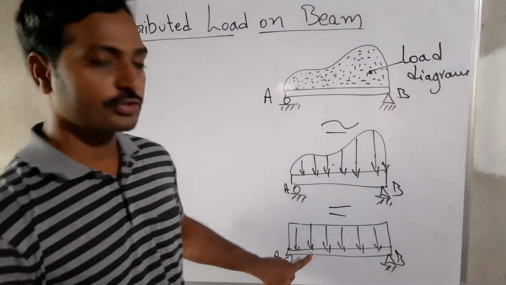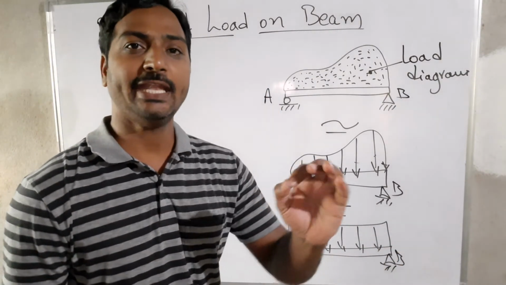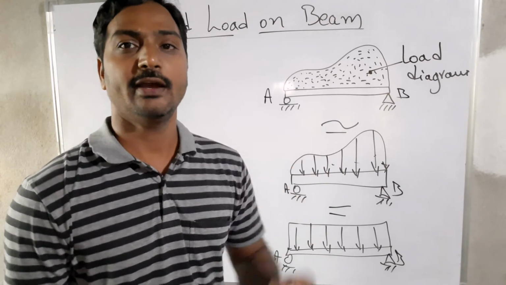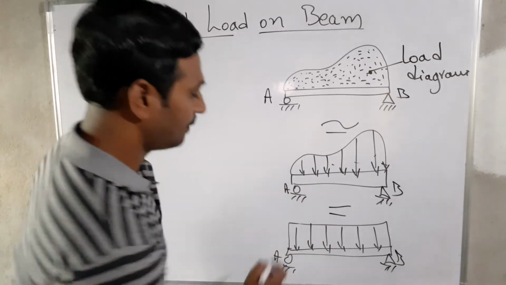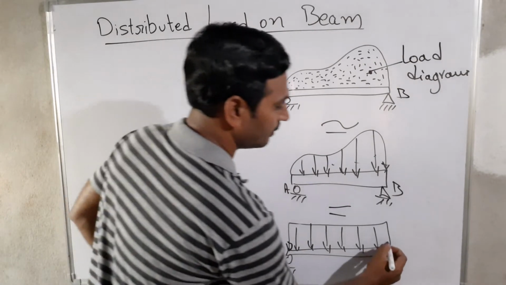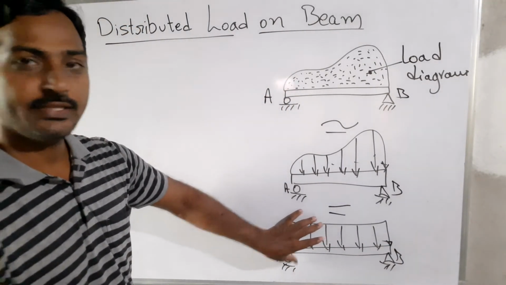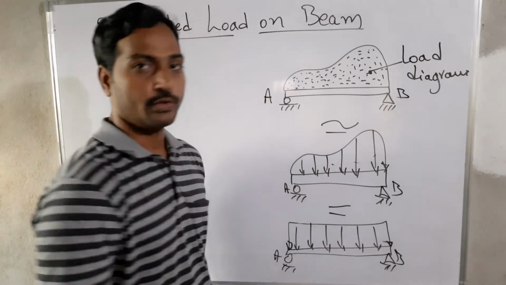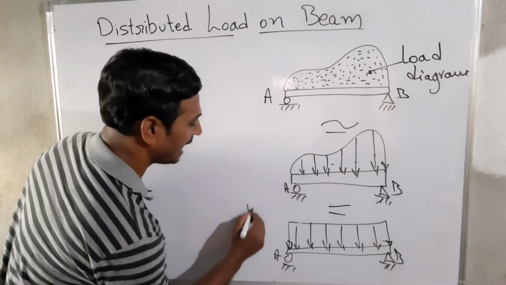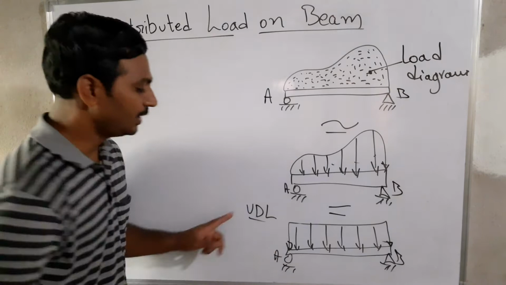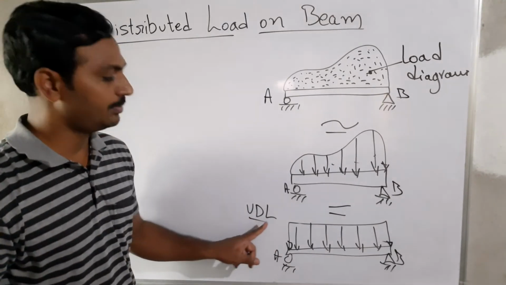But these point loads are going to be acting over an infinitesimal area. But overall, cumulatively, it is going to represent the same. Or if this is going to represent the uniformly distributed load, that means UDL, we are going to say. UDL means uniformly distributed load.